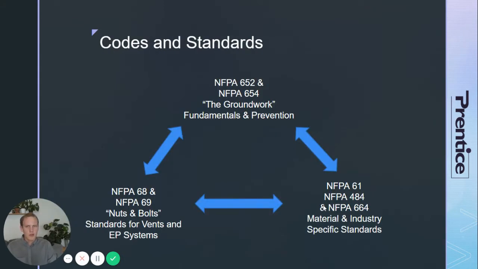Here are the relevant codes and standards, and I've laid them out this way just to show that they are all connected. The fundamentals of dust explosions and preventing them are contained in NFPA 652 and 654. NFPA 68 and 69 go through what you can use to prevent an explosion in a dust collector, and how you keep that explosion from traveling to other pieces of equipment. And then 61, 484, and 664 are all industry-specific standards, so industry or material.